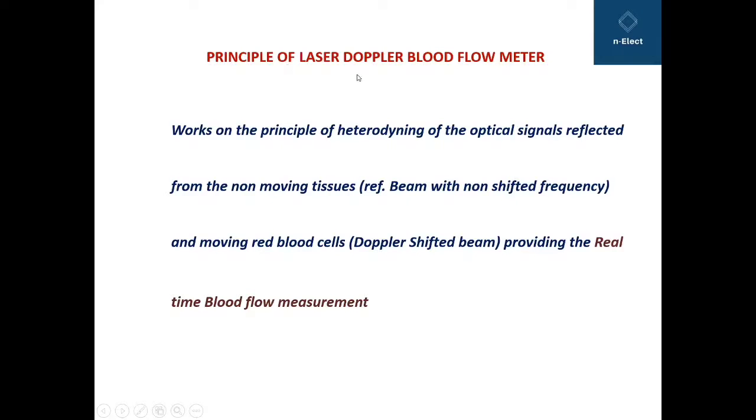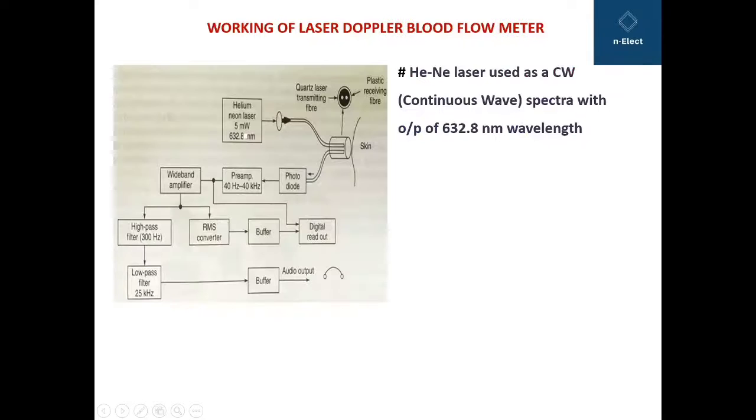The laser Doppler blood flow meter works on the principle of heterodyning of the optical signals reflected from the non-moving tissues, which we call the reference beam with non-shifted frequency, and the moving red blood cells, which we call the Doppler shift frequency or Doppler shifted beam, providing the real-time blood flow measurement.